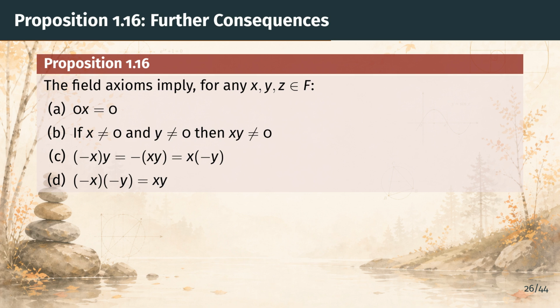Part C is the sign rule for products. Negative x times y equals the negative of x times y, and the same holds if we negate y instead.